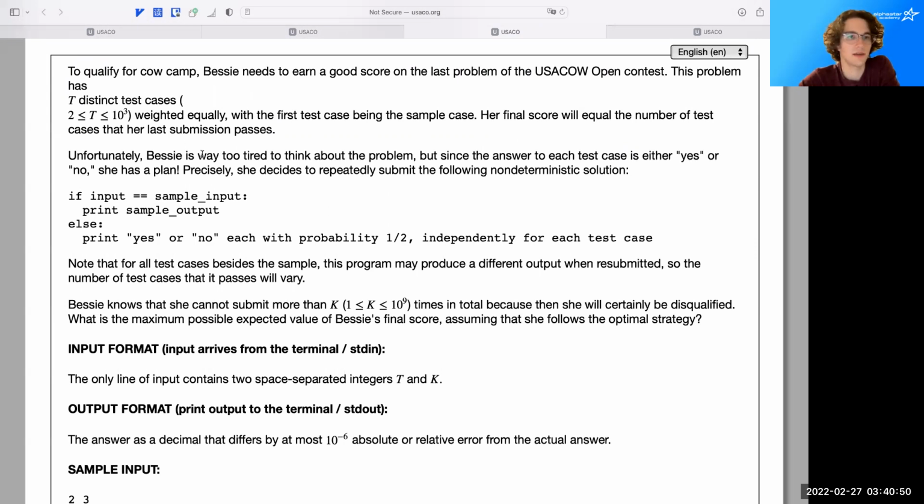Okay, so in this case, we're given a problem. Bessie submits this code, which has a half probability of getting 1 test case, a quarter probability of getting 2, an 1/8 probability of getting 3, and so on, up until there's no more test cases. And we want to know the expected score she can get if she makes an optimal strategy.